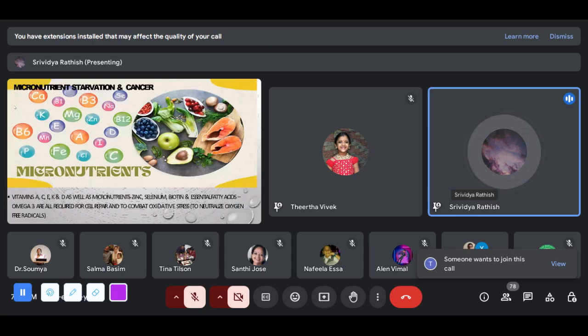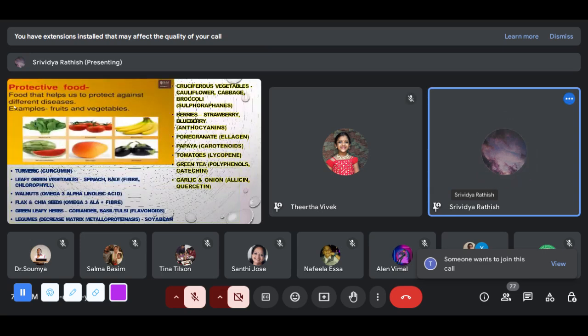Now we move on to all the protective foods. All of these are antioxidants. All of these are cancer protective. Especially the star vitamins are vitamin C, vitamin A, B complex, E, K, D. All of them are also antioxidants to a certain extent. And some of the very important micronutrients are zinc, selenium, biotin, essential fatty acids. And another star is fiber.